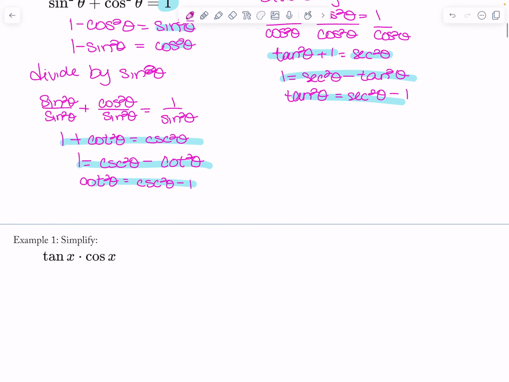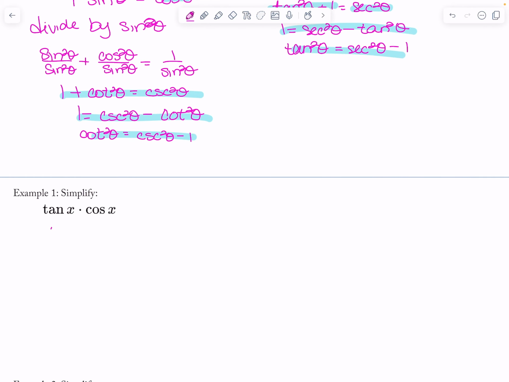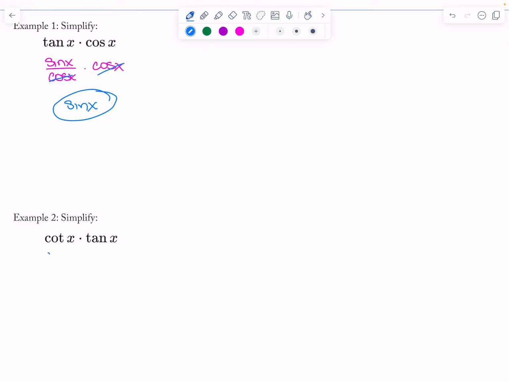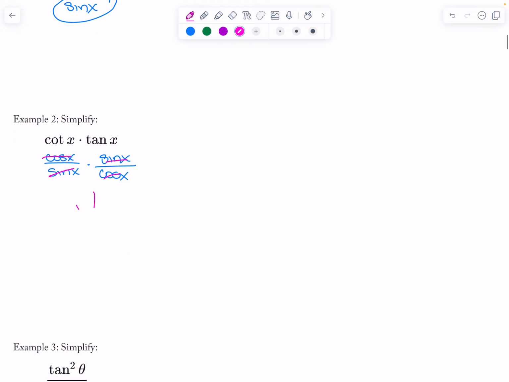Okay, so tangent is the same thing as sine over cosine. And then what you notice is that the cosines cancel out, and I'm just left with sine. Cotangent is the same thing as cosine over sine. Tangent is the same thing as sine over cosine. I could have changed one of these into 1 over tangent or 1 over cotangent to realize that everything is canceling out and I'm left with 1. Okay.